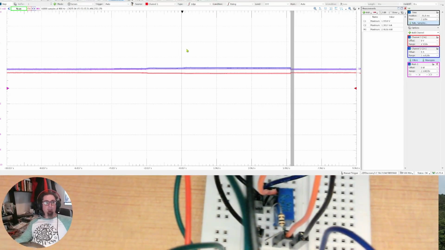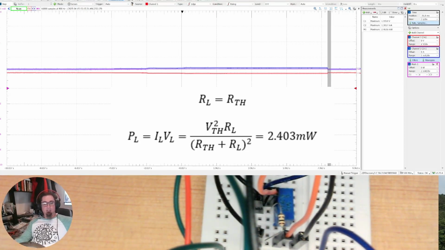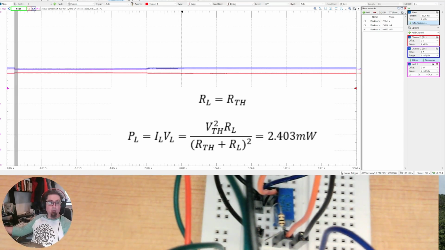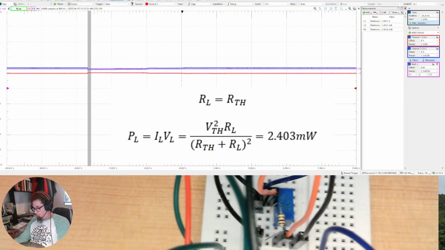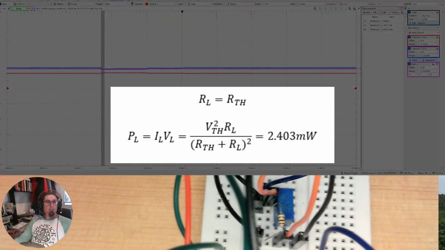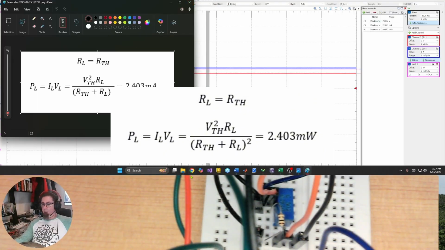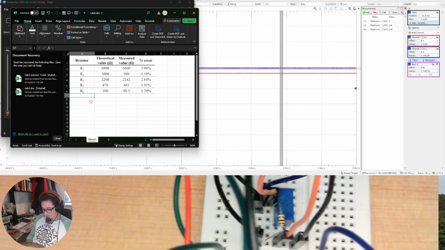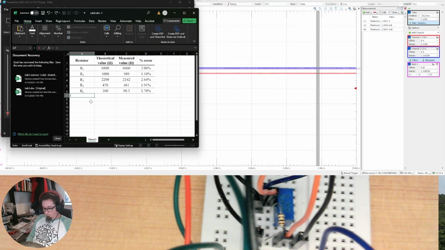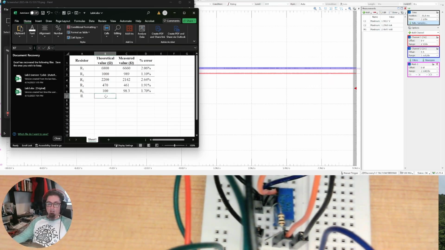And we're looking at our equation from earlier. We should have had a maximum about 2.403. So we're well within the small difference. We can even put it in here. I know it says ohms, but bear with me.